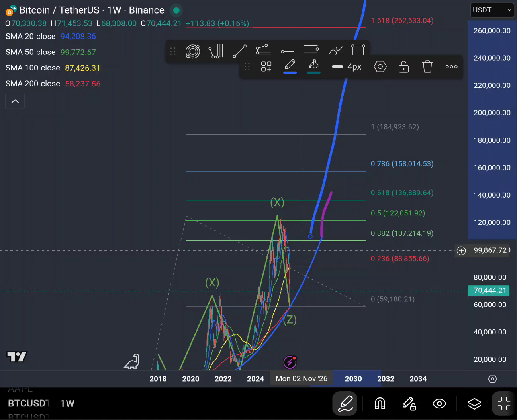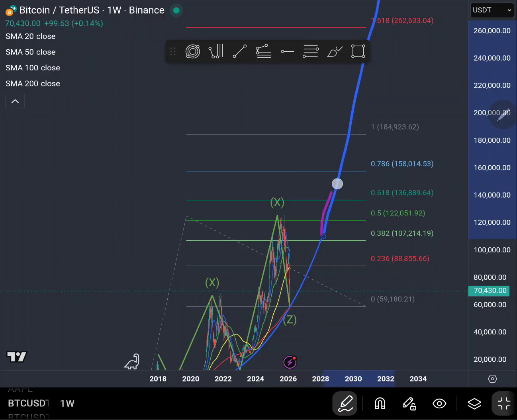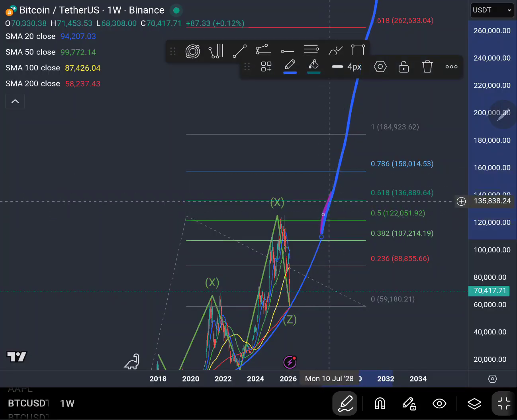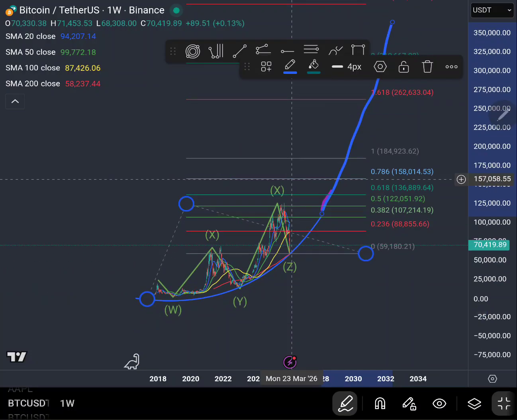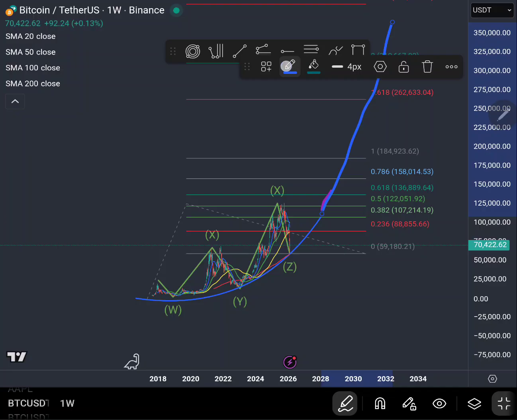Why did that move? Hang on, put that back here. Right, just ignore the purple bit, it doesn't matter. So what do I expect next? Okay, I expect a move up.